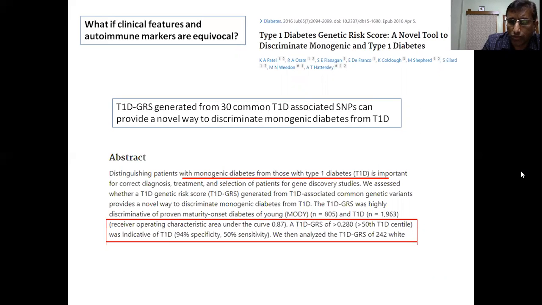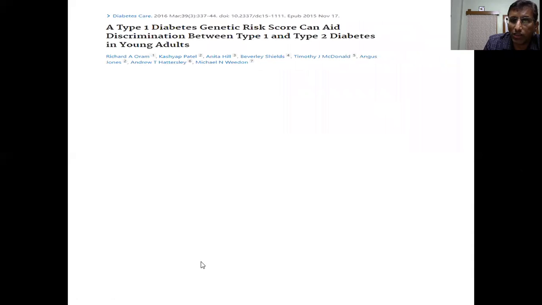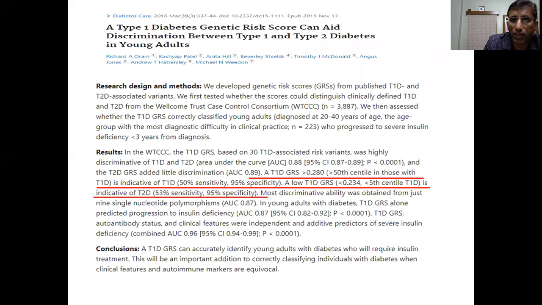So if you see, what they say is a type 1 diabetes genetic risk score of more than 0.28, which falls under the 50th centile for type 1, is indicative of type 1 with a sensitivity of 50% and specificity of 94%. Similarly, they developed a risk score to differentiate between type 1 and type 2, and here again a score of more than 0.28 was indicative of type 1 with sensitivity of 50% and specificity of 95%, whereas a low genetic risk score of less than 0.24 was indicative of type 2 with sensitivity of 53% and specificity of 95%.